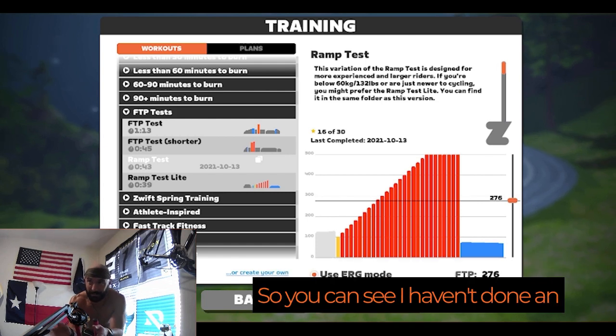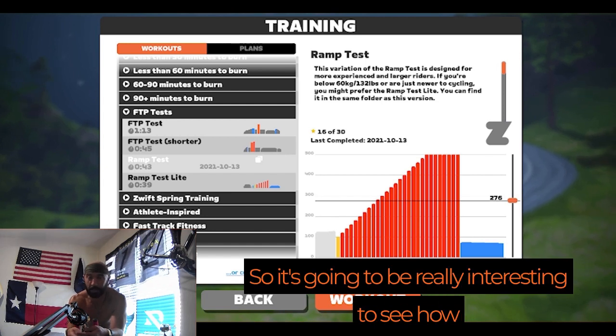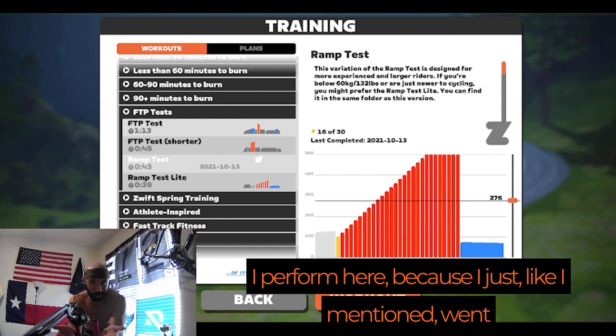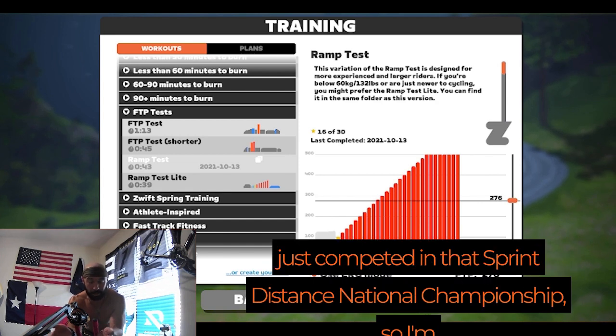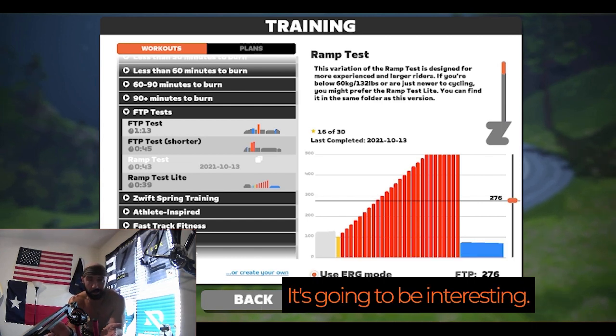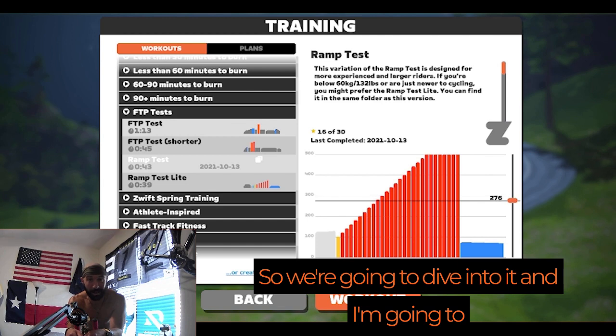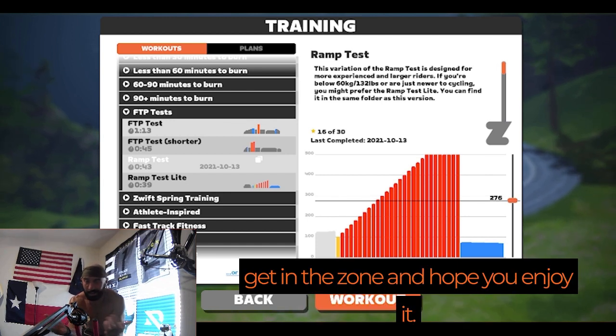So if you can see, I haven't done an FTP ramp test since October 13th of 2021. So it's going to be really interesting to see how I perform here, because I just, like I mentioned, went through a whole cycle of Ironman training, and I just competed in that Sprint Distance National Championship. So I'm really excited to see how I stack up. It's going to be interesting. So we're going to dive into it, and I'm going to put my headphones on and listen to some hype up music, get in the zone, and hope you enjoy it.